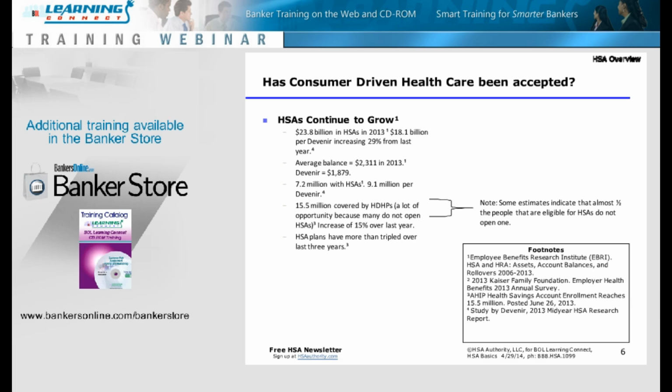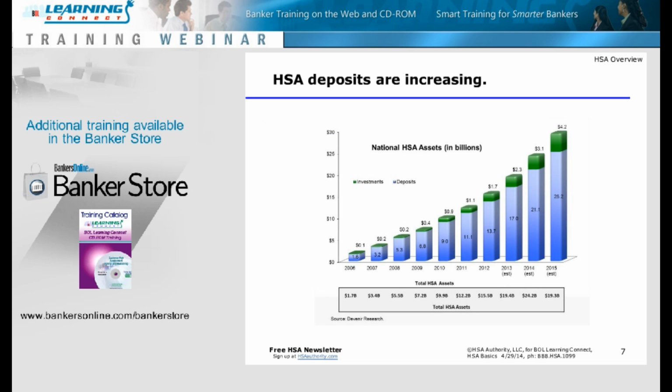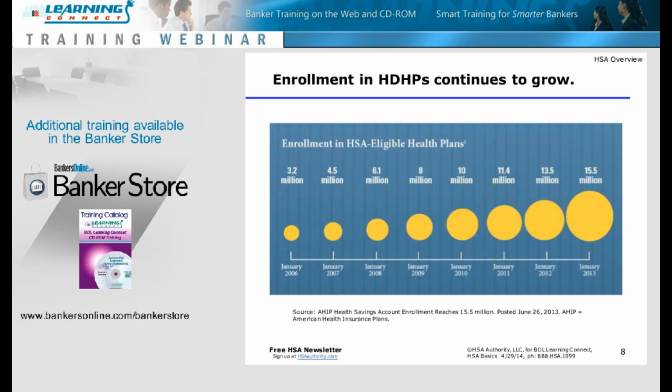There's an estimated $23 billion in HSAs, and average balances are about $2,300. Those numbers vary with different estimates, but it's a nice, healthy account for a lot of reasons. The national deposits are growing. I just went through a number. That just shows a chart.